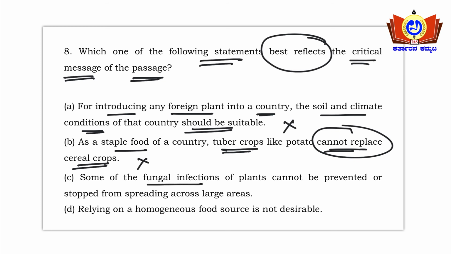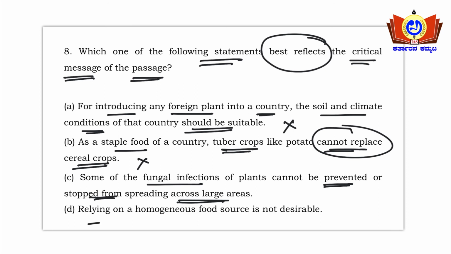Option C: some of the fungal infections of the plant cannot be prevented or stopped from spreading across large areas. Actually, the passage is telling that the fungus spread. Nowhere in the passage can we say that the fungal infections cannot be prevented, or that they can be prevented or avoided from spreading. Nowhere in the paragraph can we come to an idea on that.